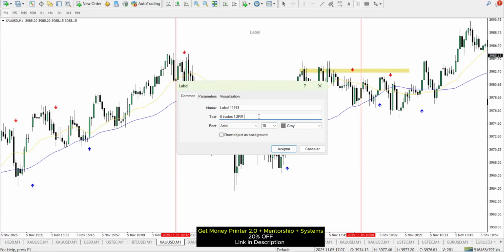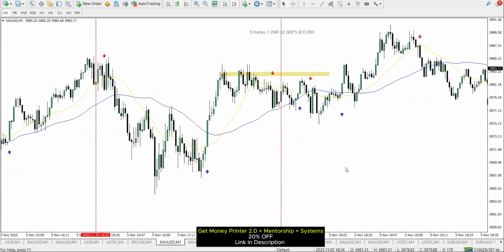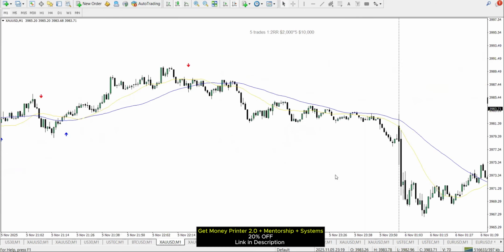So that means that we are making $2,000. Okay, we're risking $1,000, which is 1%, but we're making a 1 to 2. So we're making $2,000 times 5 trades. We already would have about $10,000. And this is only in 3 days. Okay, guys, so it's very similar to the results that I showed you in my account a while ago.